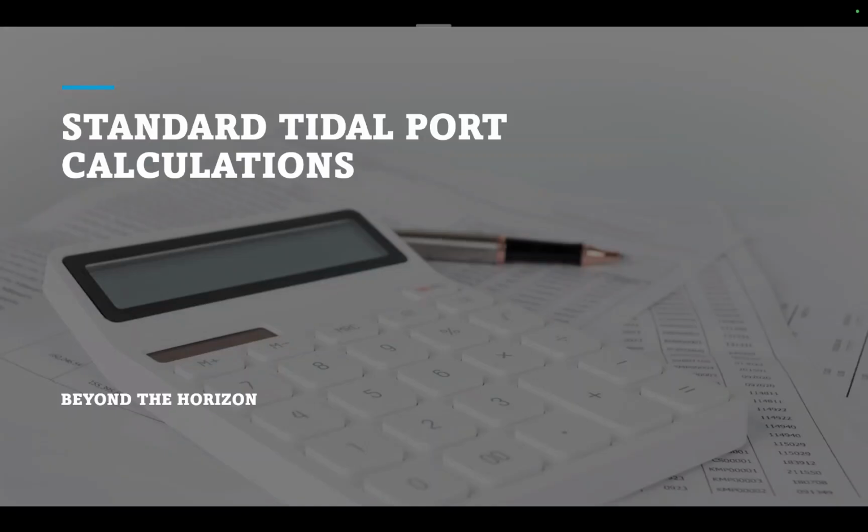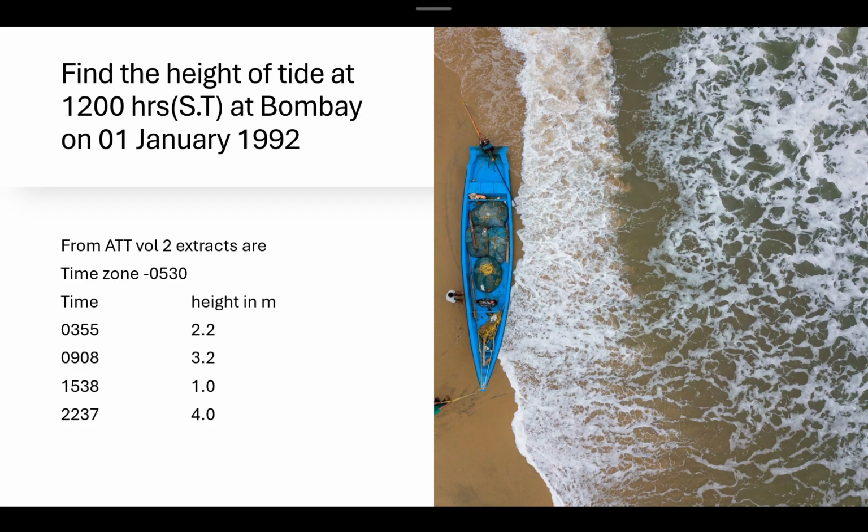Hi friends, today we'll be discussing one of the standard tidal port calculations. So let's get started. The question is: find the height of tide at 1200 hours at Bombay on 1st January 1992. They have given the time, the tidal port, and the date. We have to find out the height of tide.